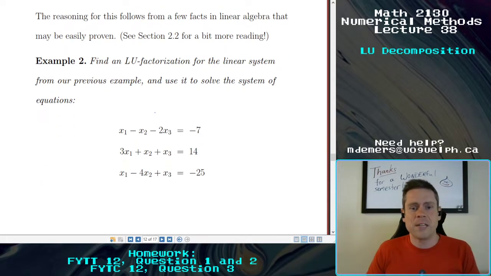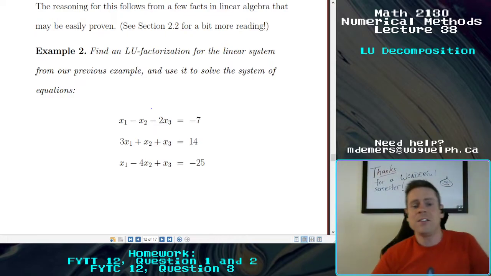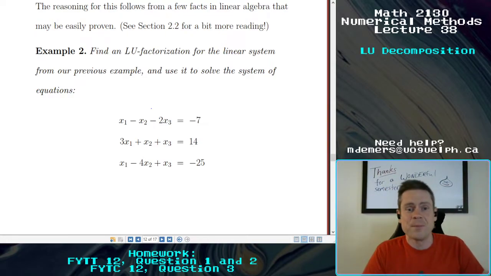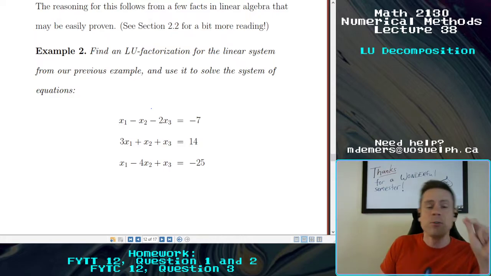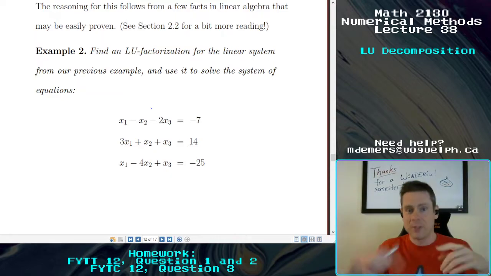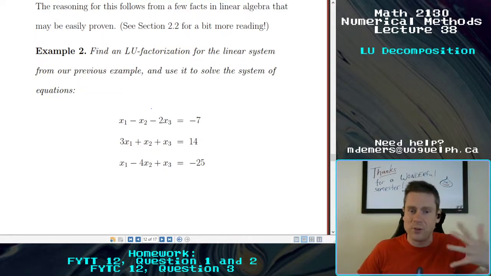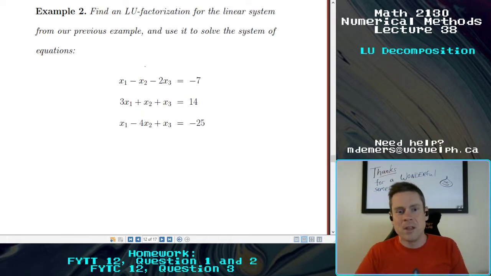Okay, so let's do another example here. This is our system from before, from the last lecture. What we're going to do this time is take the same system. We're going to find an LU factorization for the linear system that we get, and we're going to use it to solve the system of equations in that sort of like two-step substitution approach, so you can see how it works. We know what the solution should be because we solved it last time. So we'll know what to aim for.